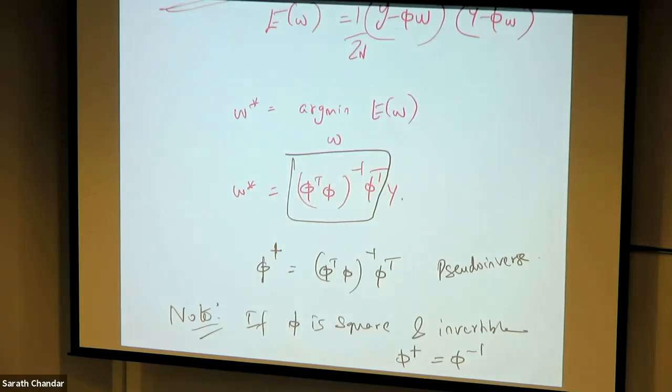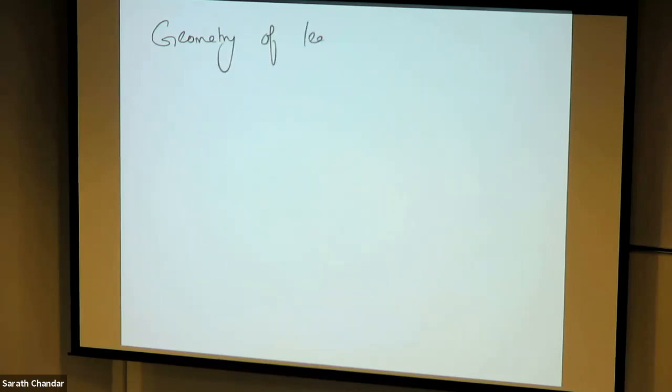So we'll pause here about basis functions, and we are going to try to understand a bit about the geometry of least squares. What exactly is this least square solution? Can we characterize it by visualizing things?